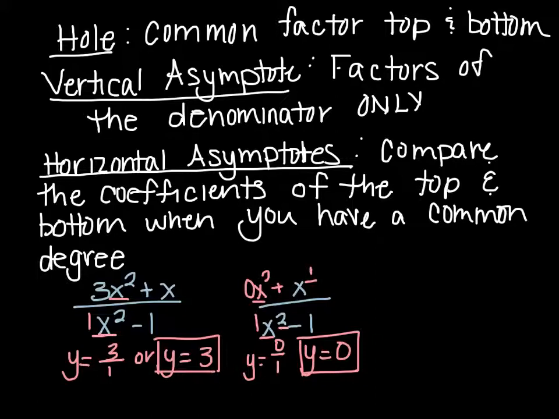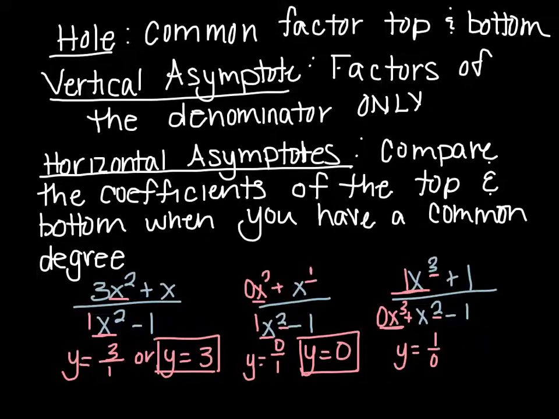Let's try one more. Suppose I have a bigger degree on the top: (x^3 + 1)/(x^2 - 1). As of right now, I cannot compare them because that's a 3 and that's a 2. So on the bottom, let's add a 0x^3. Now I can compare this one with this one. So I have y equals 1 over 0. Well, 1 over 0 is undefined, so I would have no horizontal asymptotes.